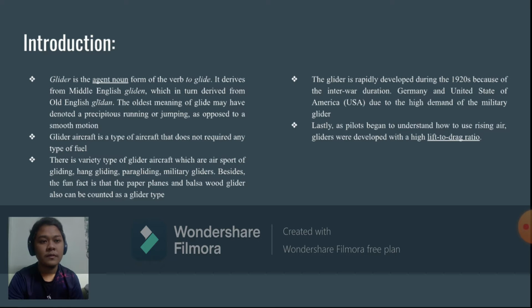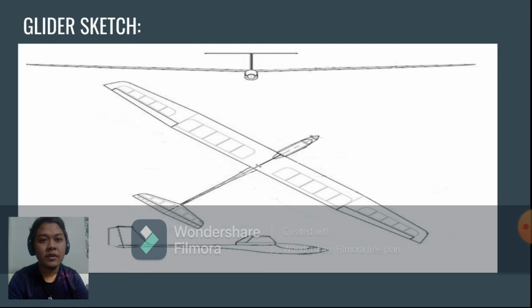Next, the glider rapidly developed during the 1920s because of the interwar period. During that time, they used the glider for military purposes in war, and they also used the glider to escape during the war. And lastly, as pilots began to understand the usage of the glider, they developed a new technique to use the glider, which is the lift to drag ratio. Next, this is the sketch of the glider.